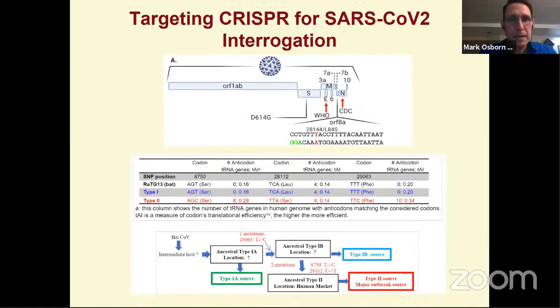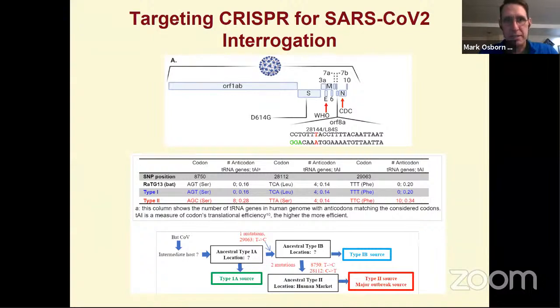diagnostics. And so we then started to look at CRISPR-based methodologies where we could interrogate this sequence following PCR to label the analyte. And shown at top is the SARS-CoV-2 genome.